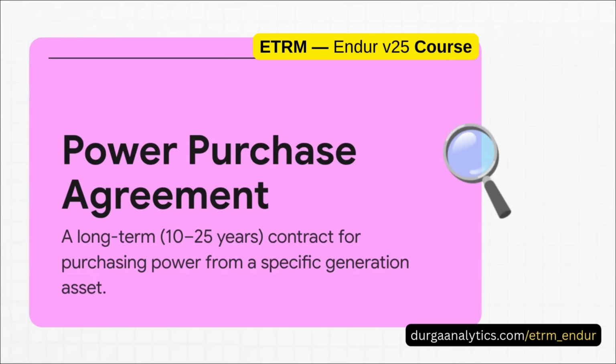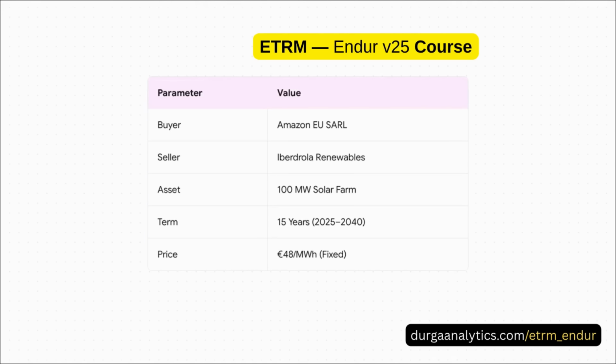Power purchase agreements are, without a doubt, the lifeblood of the energy transition. They are the number one financial instrument used to fund new generation projects, especially renewables. By locking in a buyer and a price for 10, 15, even 25 years, a PPA provides the revenue certainty that banks need to finance the construction of a brand new solar or wind farm. This slide shows a classic corporate PPA.